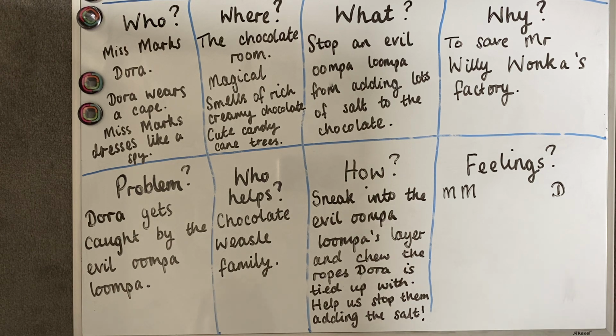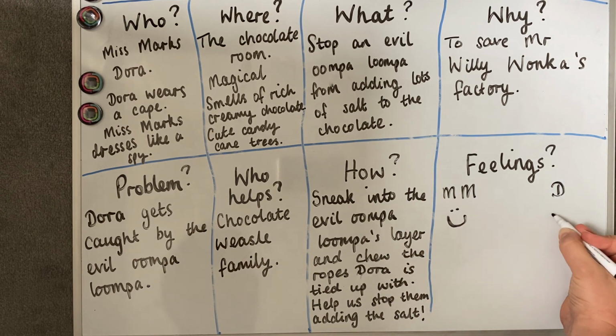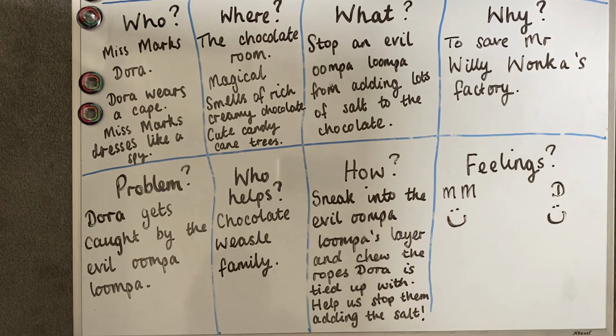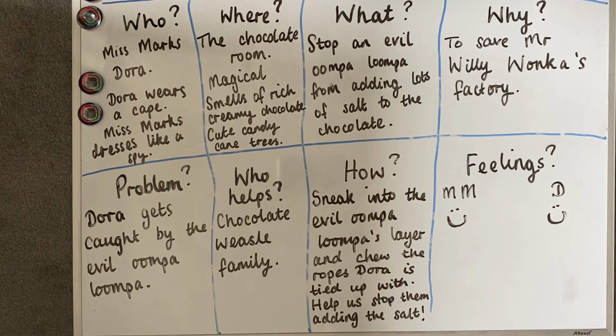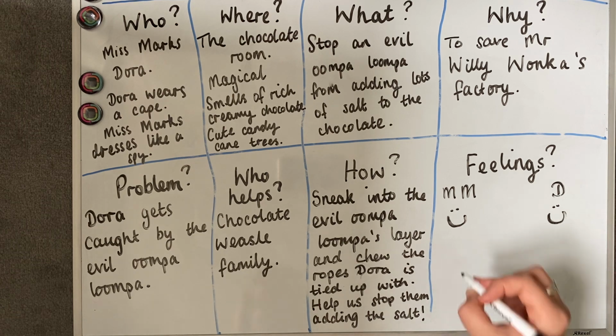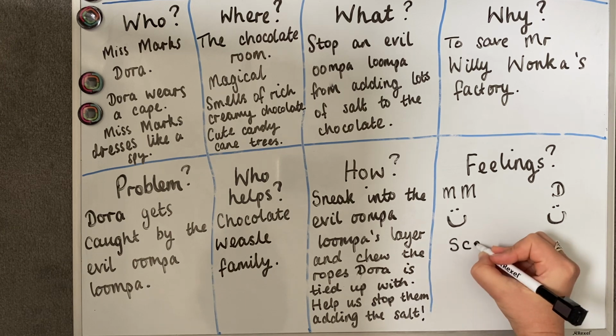We're starting off, and I think Miss Marks and Dora at the start of the story are probably feeling quite happy. They've both come into the chocolate room. They've seen the magical waterfall. They've smelt the rich creamy chocolate, and they've seen the cute candy canes, and they're feeling quite happy and excited about their mission. But when the problem happens, I would say that they're both feeling quite scared.